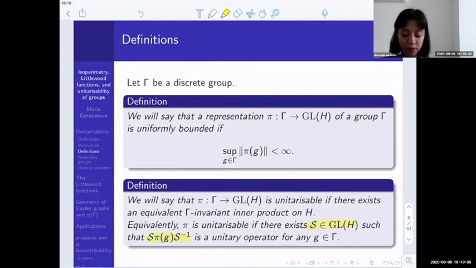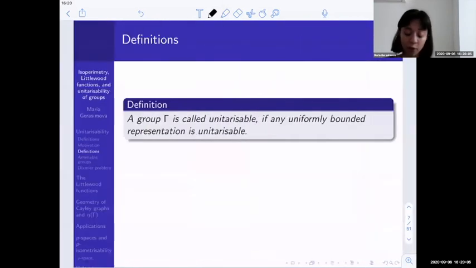It is not very difficult to see that if you have a unitarizable representation, then it will be uniformly bounded. So I claim that we really have an inclusion like this, and the bound will be something like the norm of S multiplied with the norm of S inverse. It is quite easy, but not the other way around. And I will define it as a property: I will say that a group gamma is called unitarizable if any uniformly bounded representation is unitarizable. So one way it is always true, and the other way we will focus on groups like this.